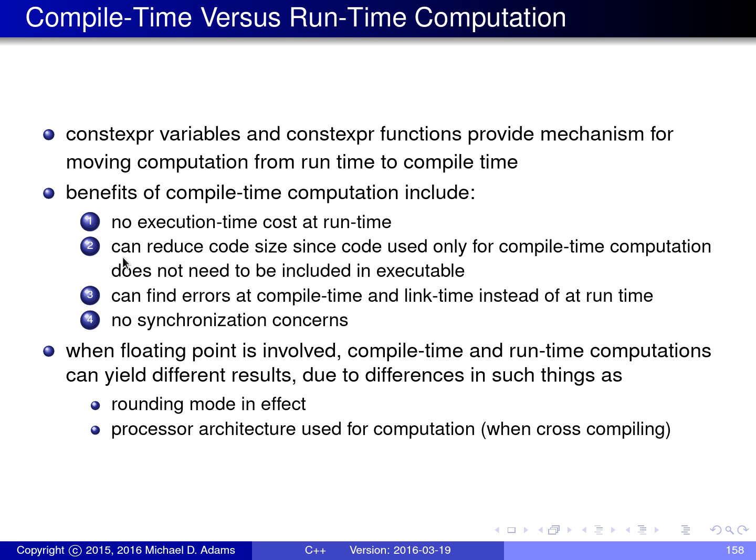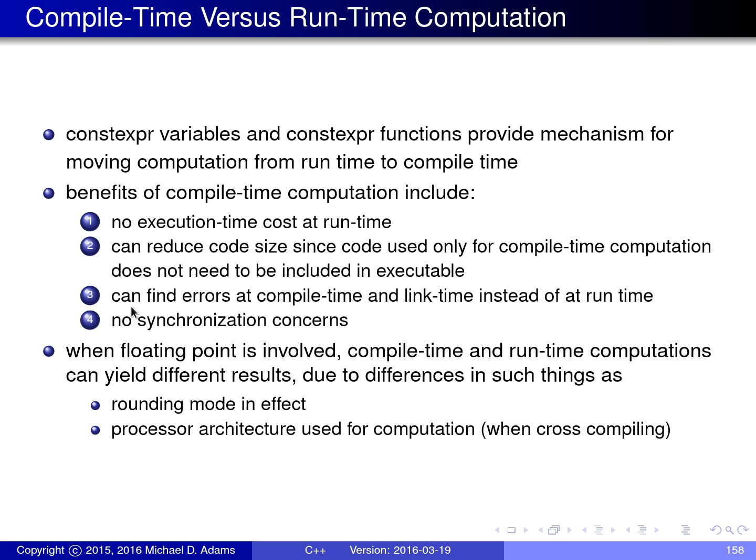We can reduce the size of our code potentially as well by using compile time computation. The reason for this is if something is computed at compile time and it doesn't also need to be computed at runtime, then the CPU instructions that do that computation don't need to be included in the executable program because it doesn't actually need to be computed when the program's running. So this can reduce the size of the program.